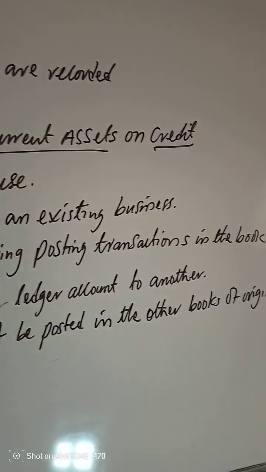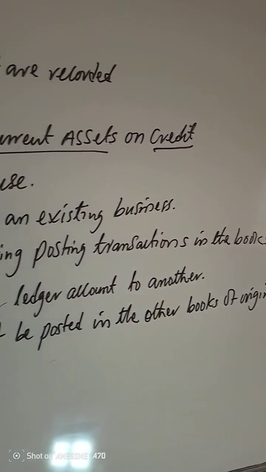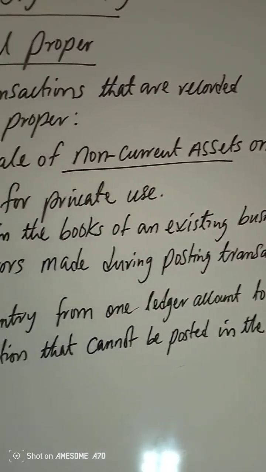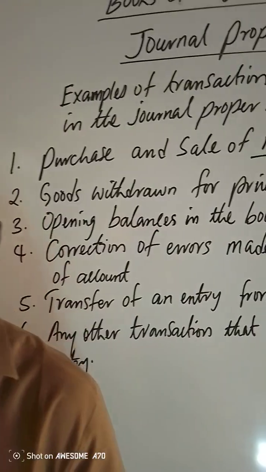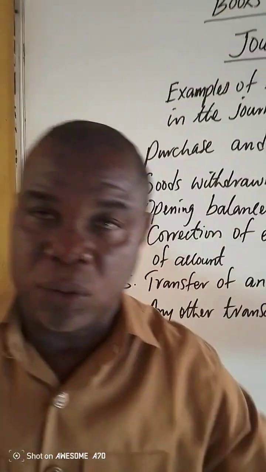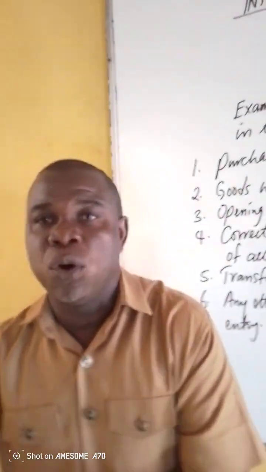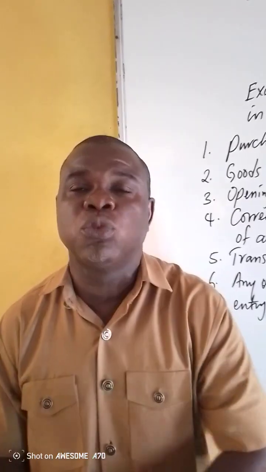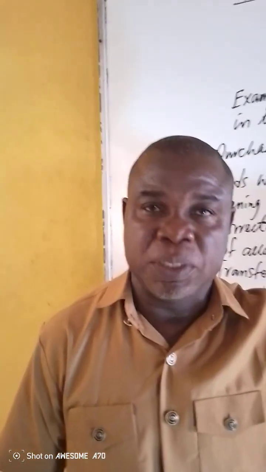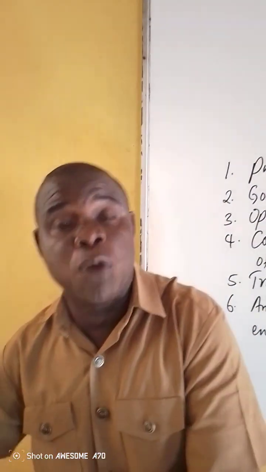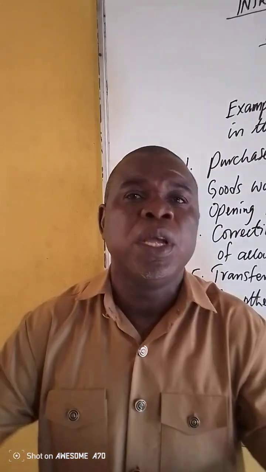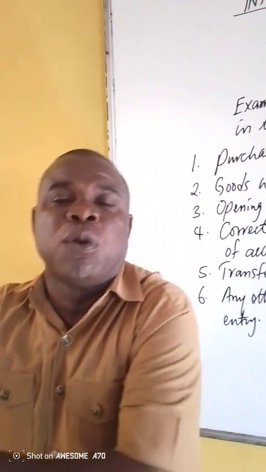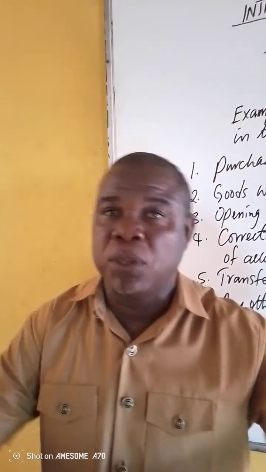The next one is transfer of an entry from one ledger account to another. This is another entry that is also recorded in the journal proper. A transfer entry is a situation whereby an amount has been moved from one account to another account. It's either Mr. A owns the business and Mr. A decided to pay another person's debt. It means the transaction made in Mr. A will be moved to Mr. B, and many other transfers.